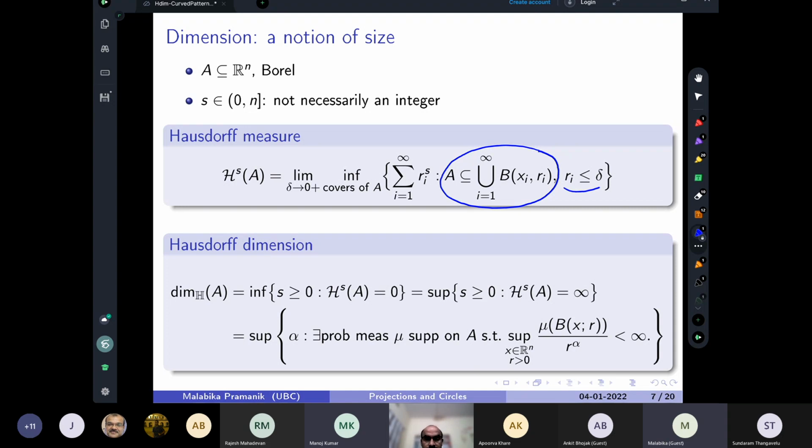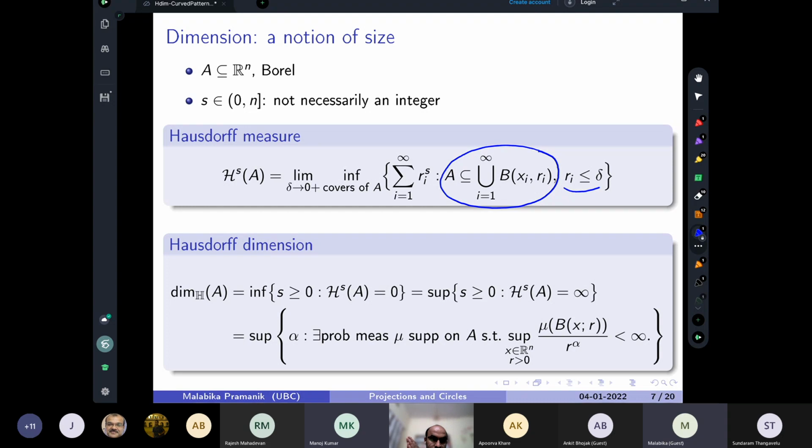It is a property of the Hausdorff measure that for any set, there is a threshold s0 below which the s-dimensional Hausdorff measure of A is infinite, and above which the s-dimensional Hausdorff measure is 0. And that threshold s0 is called the Hausdorff dimension of A. Okay.